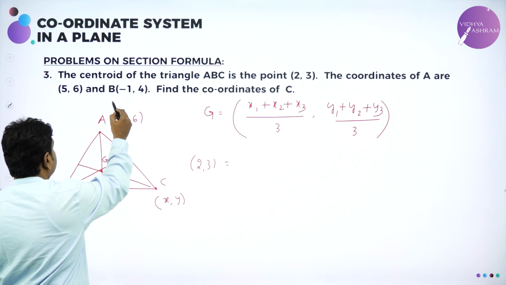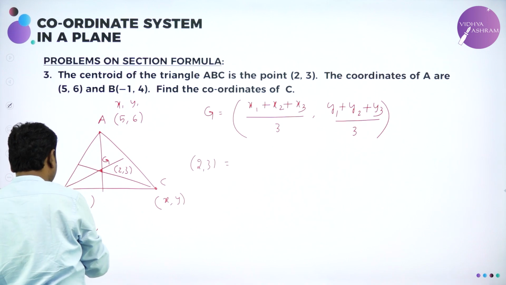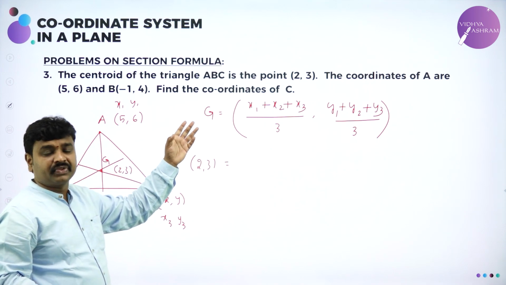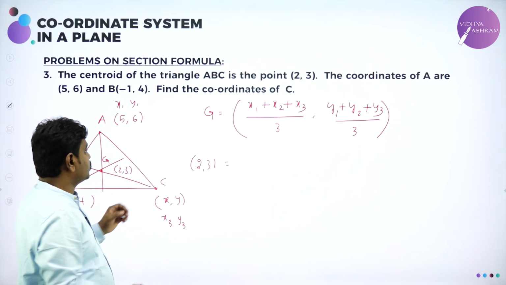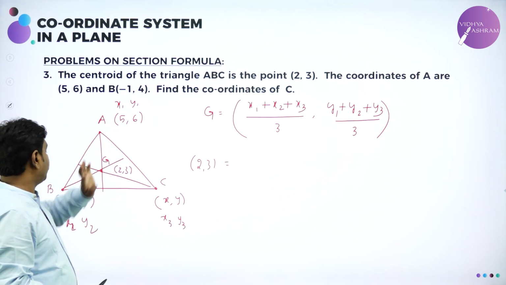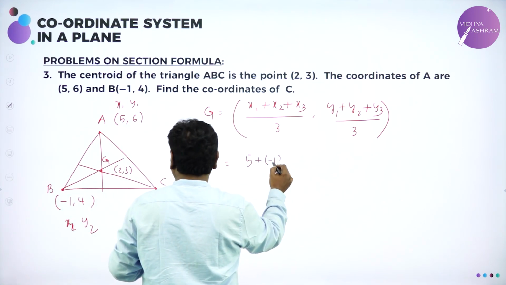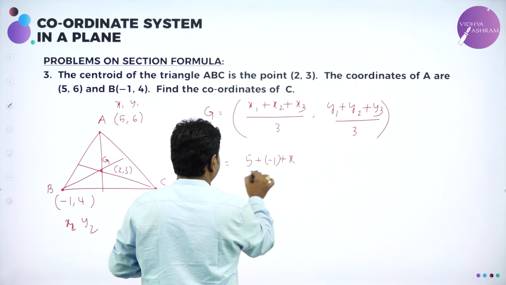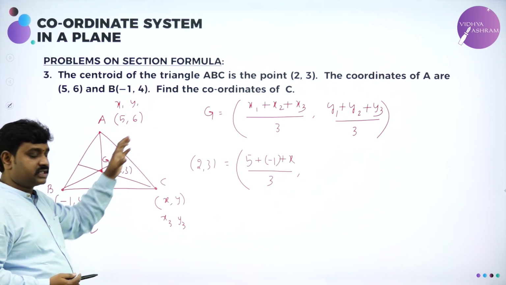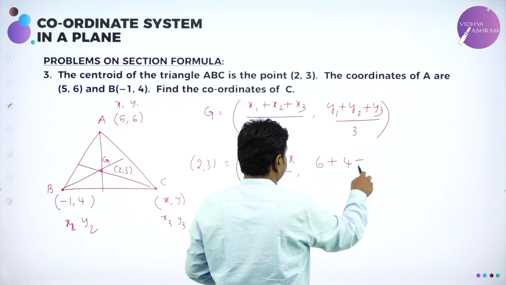So what is x1? The first vertex is x1 y1, second vertex called as x2 y2, and third vertex, that is unknown, called as x3 y3. So now substitute in the place of x1 y1, x2 y2 and x3 y3. Now x1 plus x2 plus x3 by 3, sum of all the x coordinates by 3. So what are the x coordinates? 5, minus 1 and x. So 5 plus minus 1 plus x divided by 3. Sum of the y coordinates. What is the y coordinate here? 6. Here 4 plus y. 6 plus 4 plus y by 3.